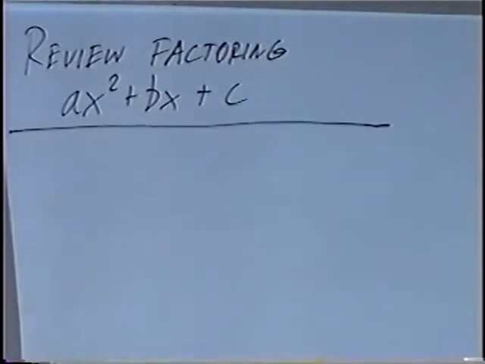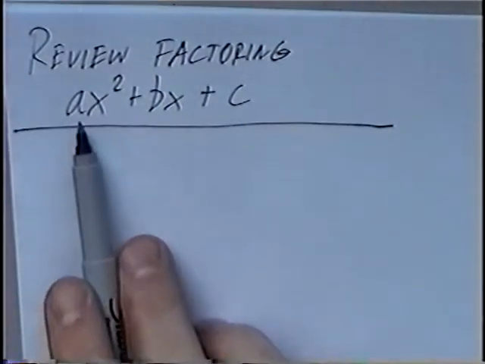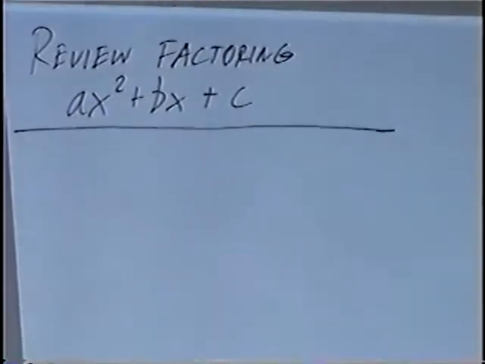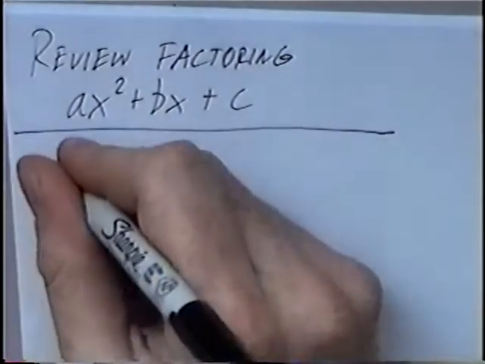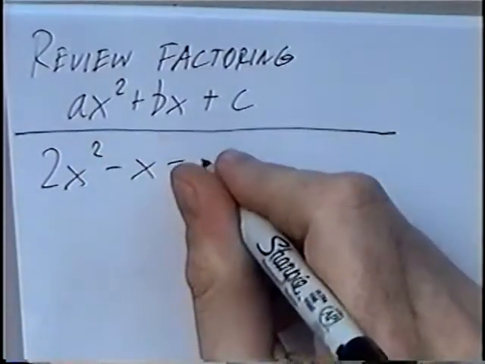In this section we'll review factoring ax squared plus bx plus c, which is where you have a number or coefficient in front of x squared. First question is 2x squared minus x minus 3.